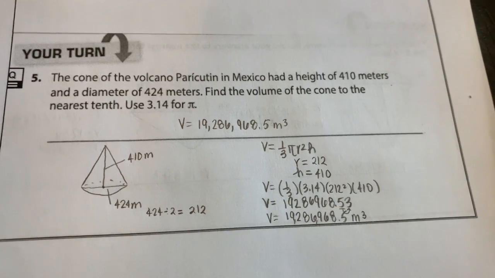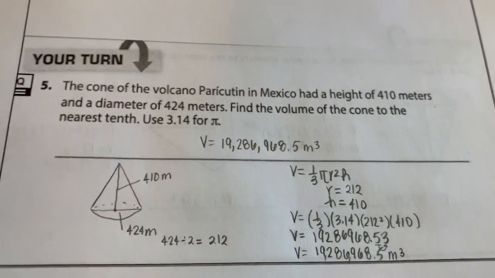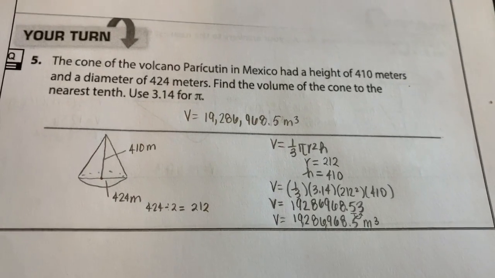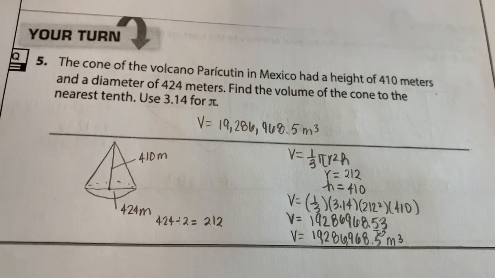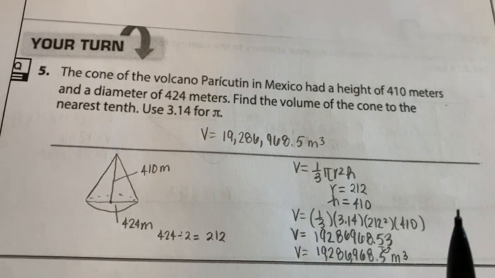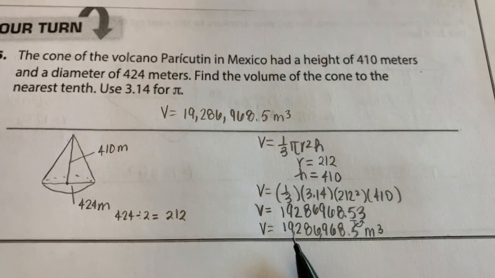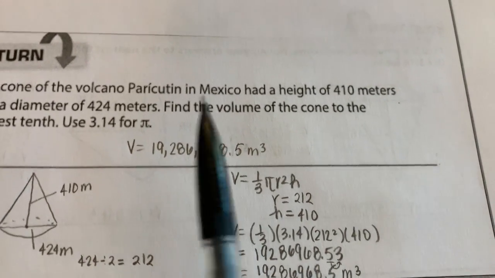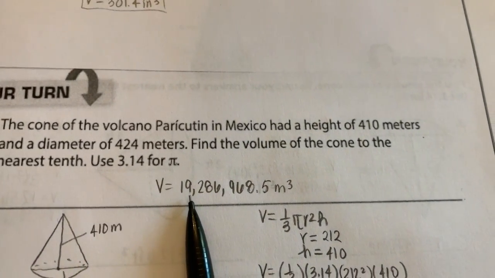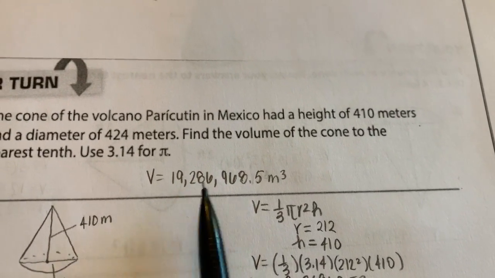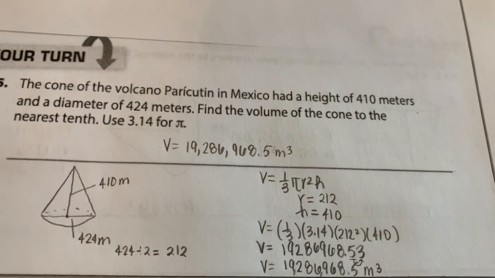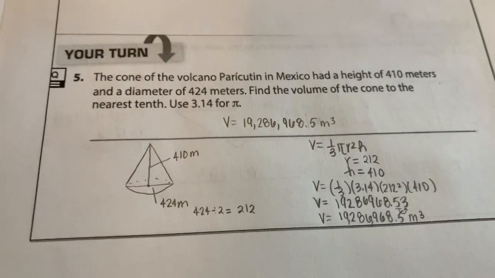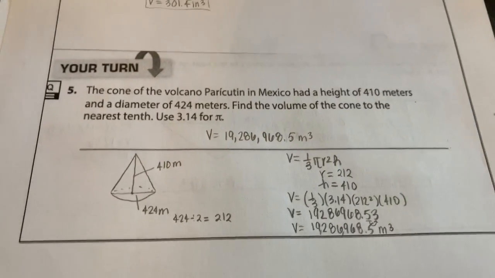Okay, guys. So you should get a real big number for this. The diameter is 424, like we said before, so you need to find the radius by dividing by 2. That should give you 212. And after you plug everything in, you get this huge number and round it to the nearest tenth. The final answer should be 19,286,968.5 meters cubed. And that is the volume of the actual cone of the volcano, which is kind of cool.